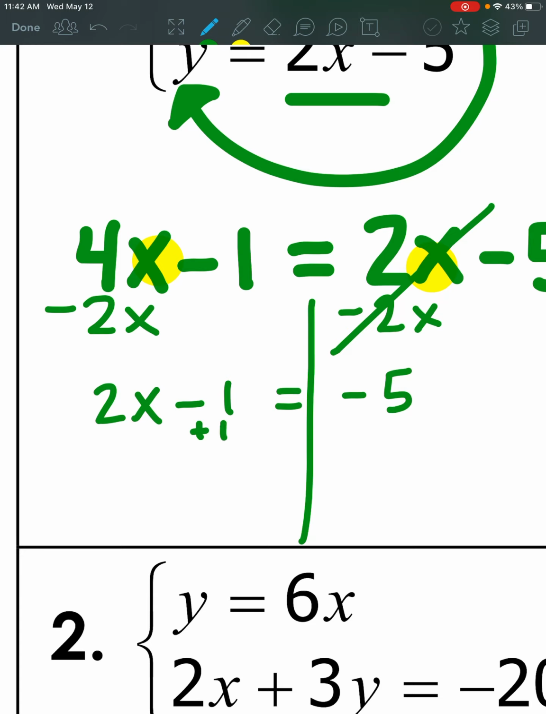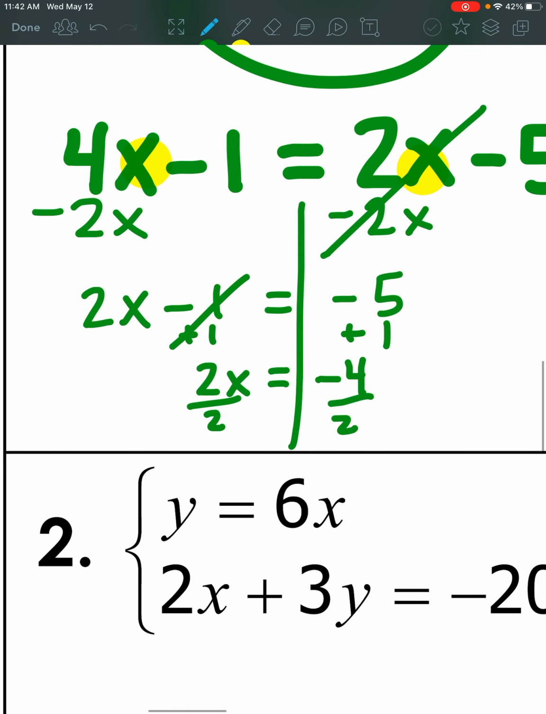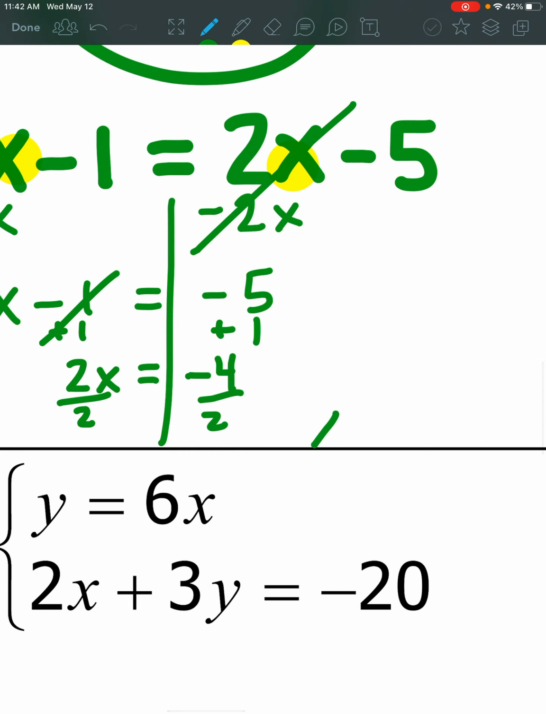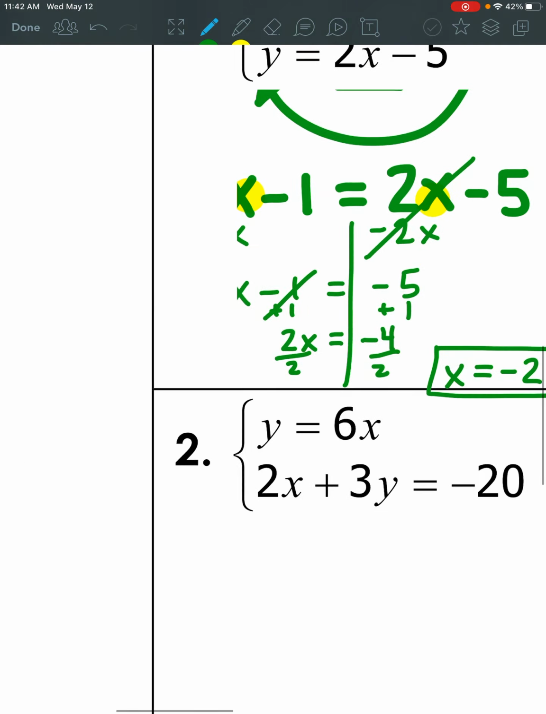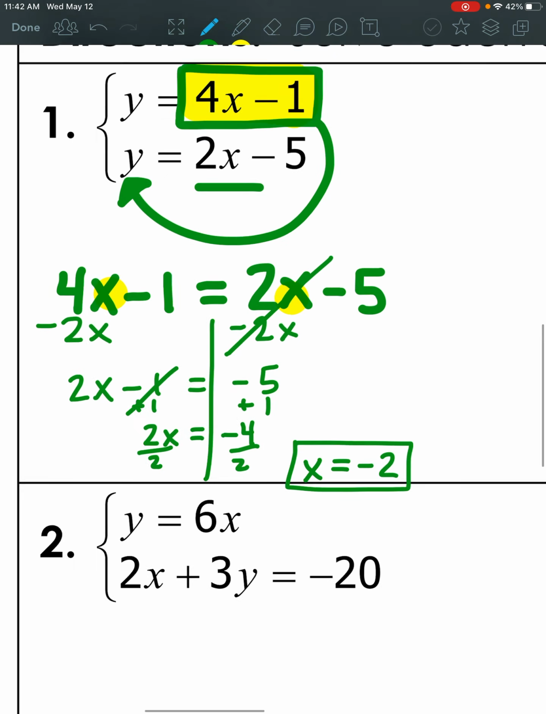And once we get here, well, it's a two-step equation. So get rid of the negative 1. So 2x equals negative 4, and I did that by doing the opposite of negative 1 and adding 1 to each side. And then divide by 2, I'm kind of running out of room here. So x equals negative 4 divided by 2 is negative 2. So there I just solved for the variable x algebraically.